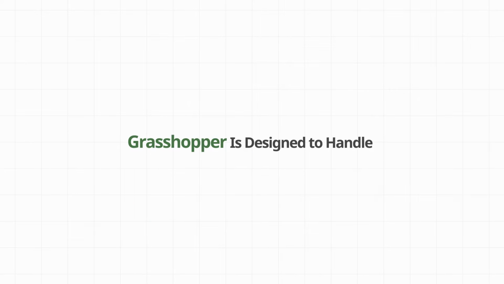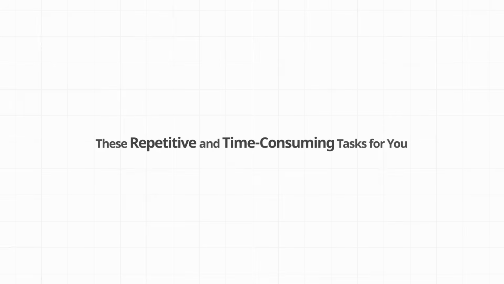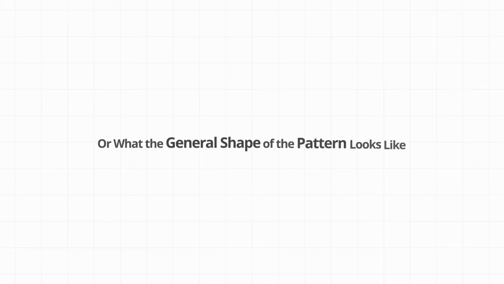Grasshopper is designed to handle these repetitive and time-consuming tasks for you. It's almost as if Grasshopper tells you, just tell me the pattern, how many columns you need, what their spacing is, or what the general shape of the pattern looks like. I'll take care of the rest. But for Grasshopper to understand how these patterns should be created, we need to understand one very important topic: how to work with data. What do we mean by data?